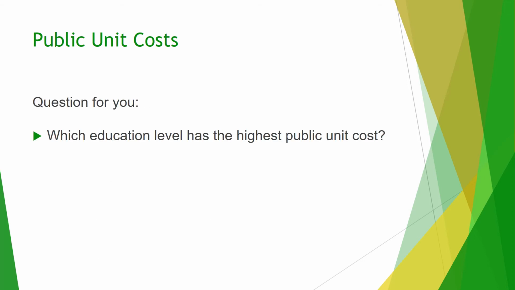So another question for you: which education level do you think has the highest public unit costs in your country? Do you think your government spends more per child on pre-primary, primary, junior secondary, senior secondary, or higher education?